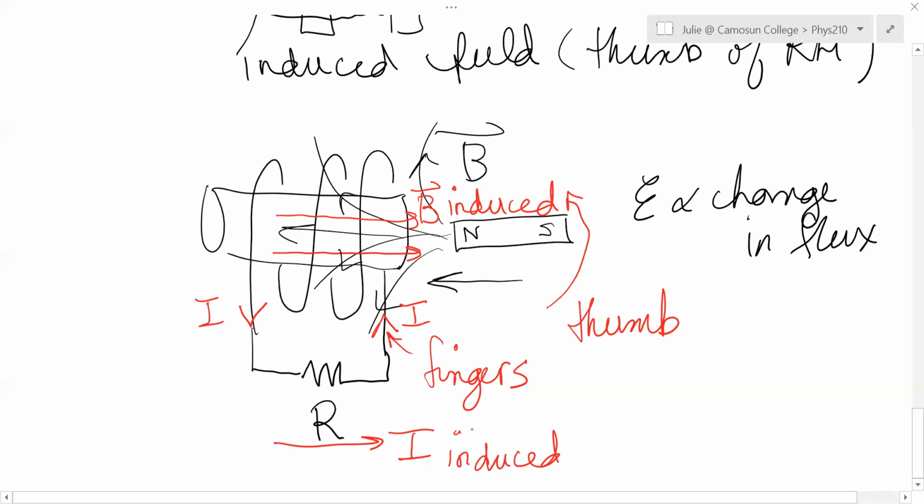Okay, and that's what Lenz's law is all about. Okay, so that's probably enough for now.